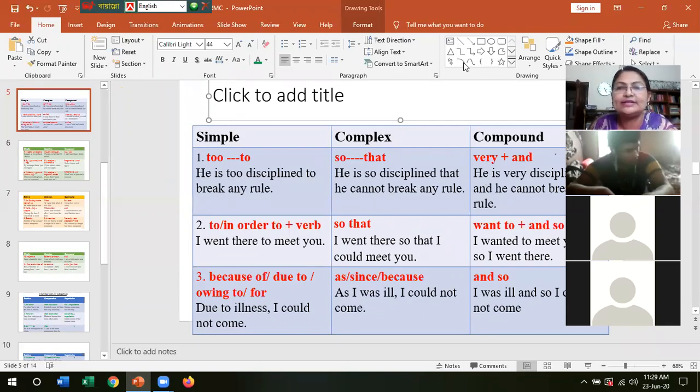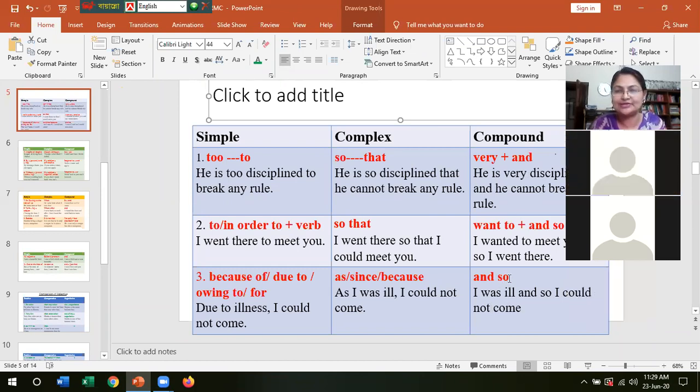After 10 minutes, our class time will be over and our Zoom hour will also be over. Okay, as I was ill, I could not come. Then compound. For making it compound, we must use 'and so'. I was ill and so I could not come.